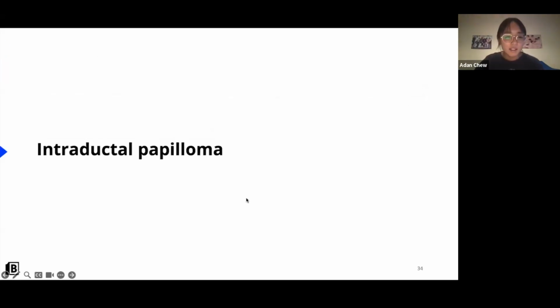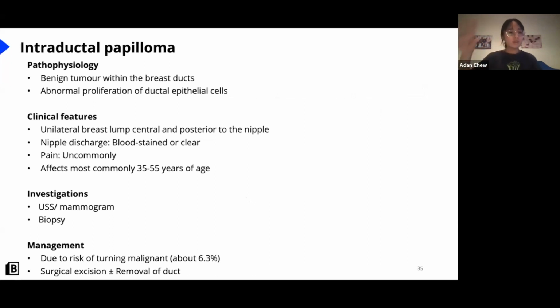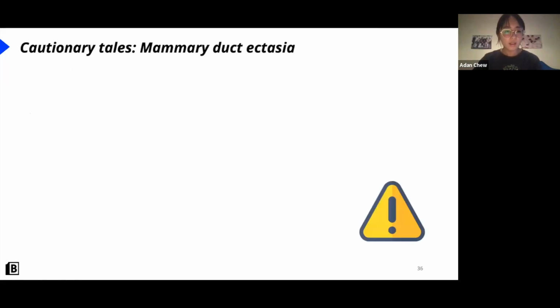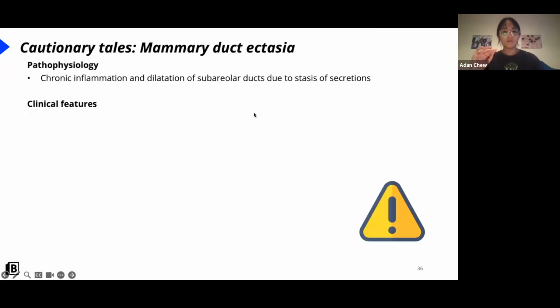So the answer is intraductal papilloma. Brief overview: a papilloma signifies a benign tumor within the breast ducts. It's caused by abnormal proliferation. Clinical features are a unilateral breast lump, which is the classic history I put in the case, and nipple discharge, blood-stained or clear. You uncommonly get pain, and it affects 35 to 55 year olds. You would investigate it by triple assessment again. There's also a small risk of it turning malignant, so usually you would excise it and remove the duct. Just being cautious, there's one thing I'd like to go through, which is these two: intraductal papillomas and mammary duct ectasias.